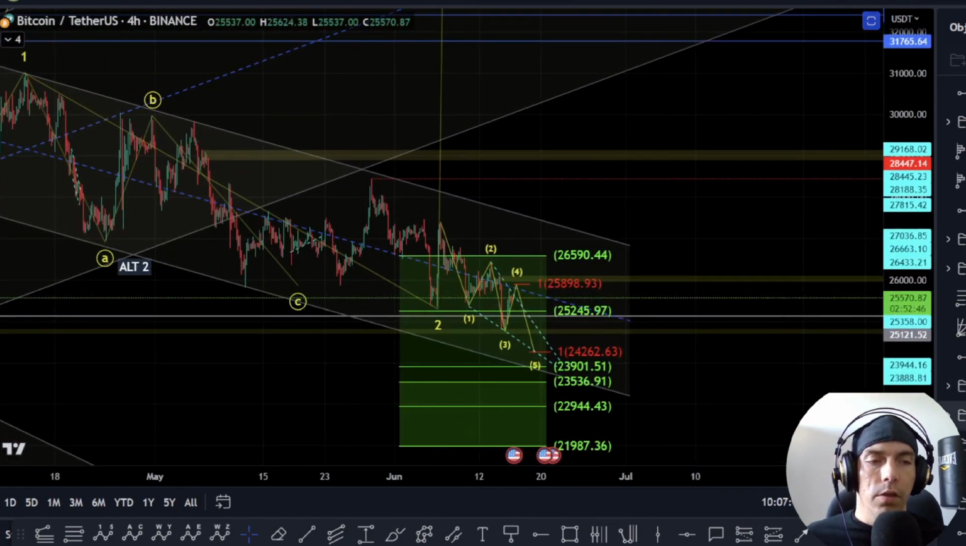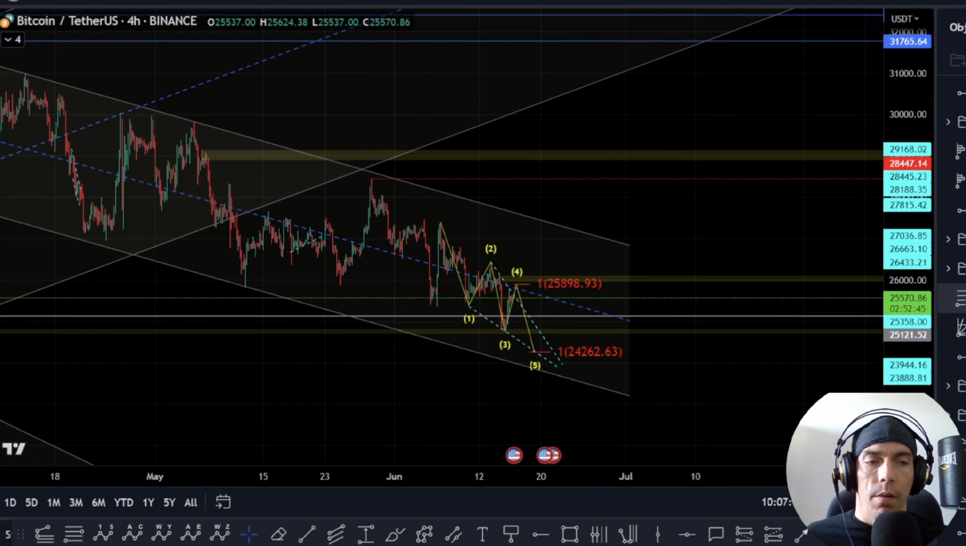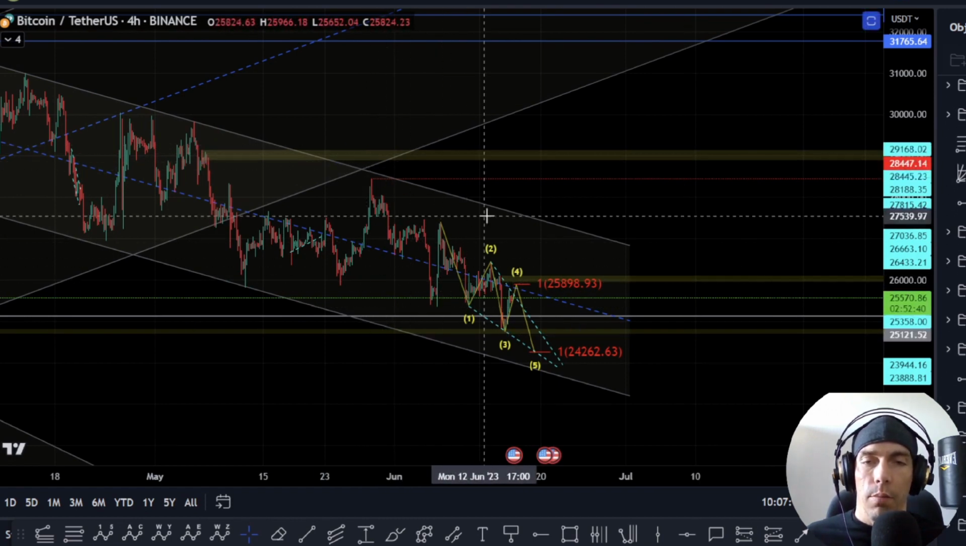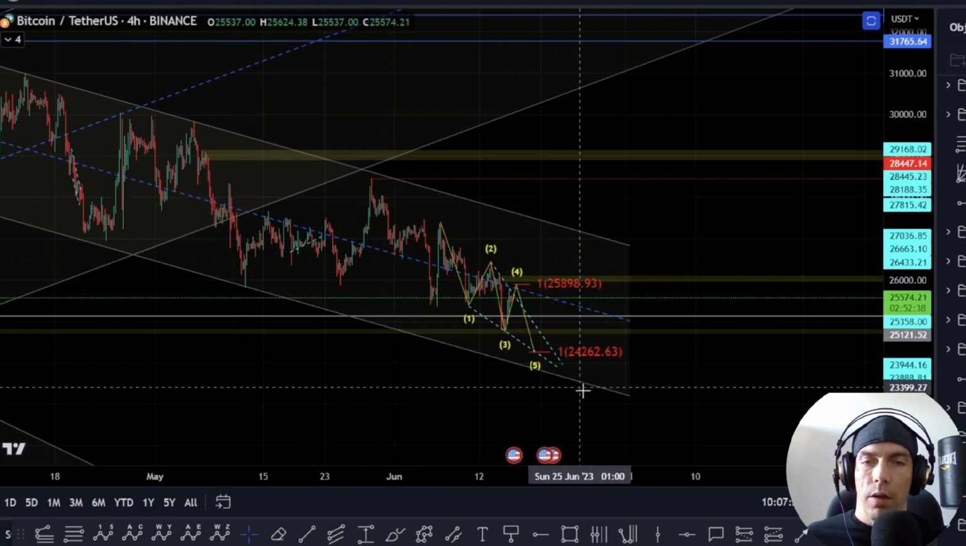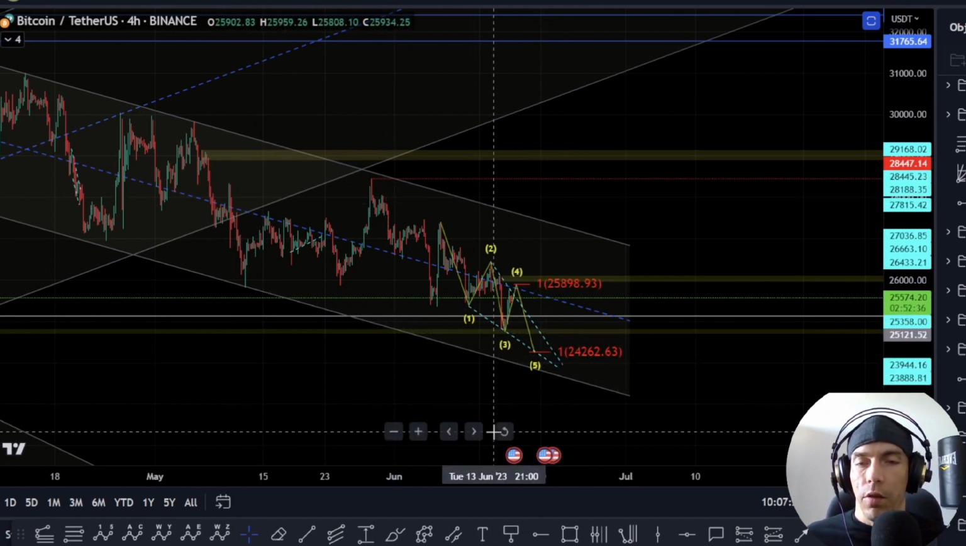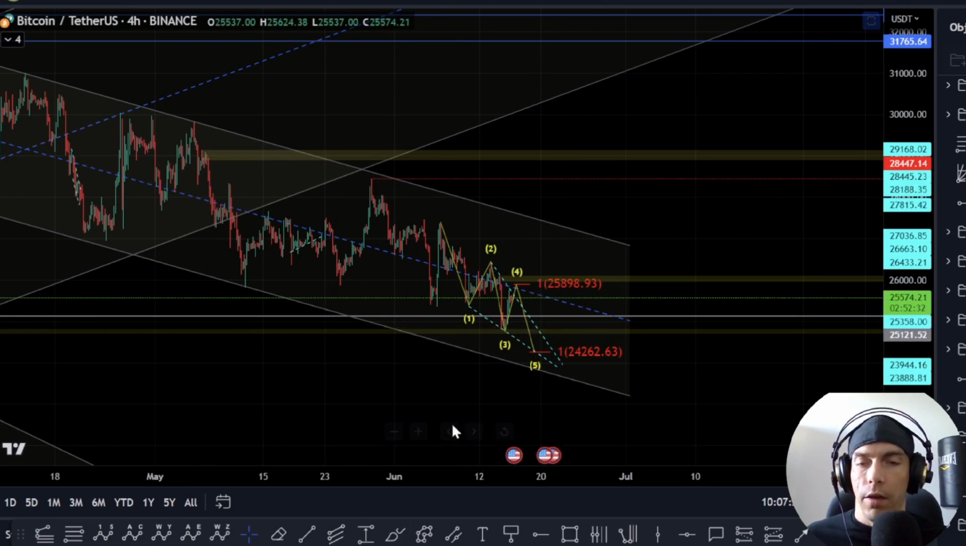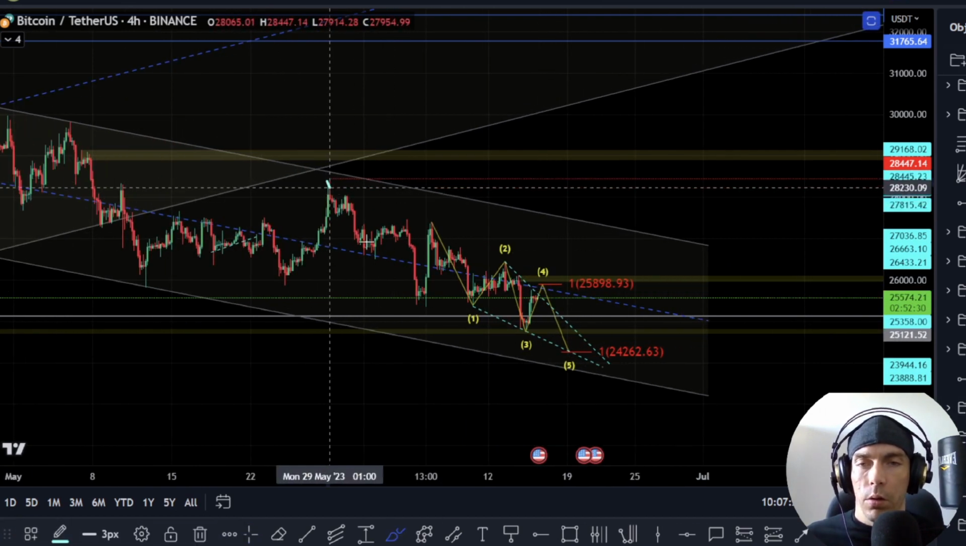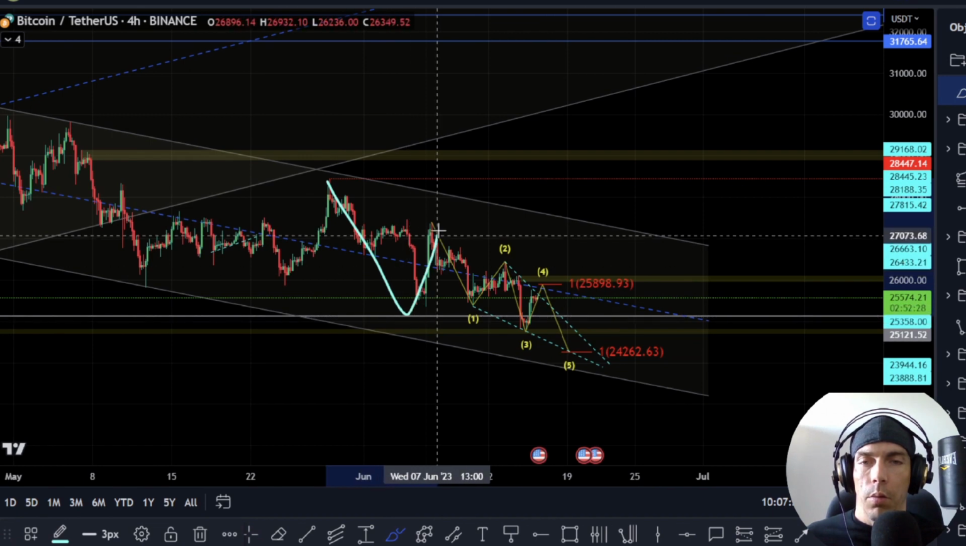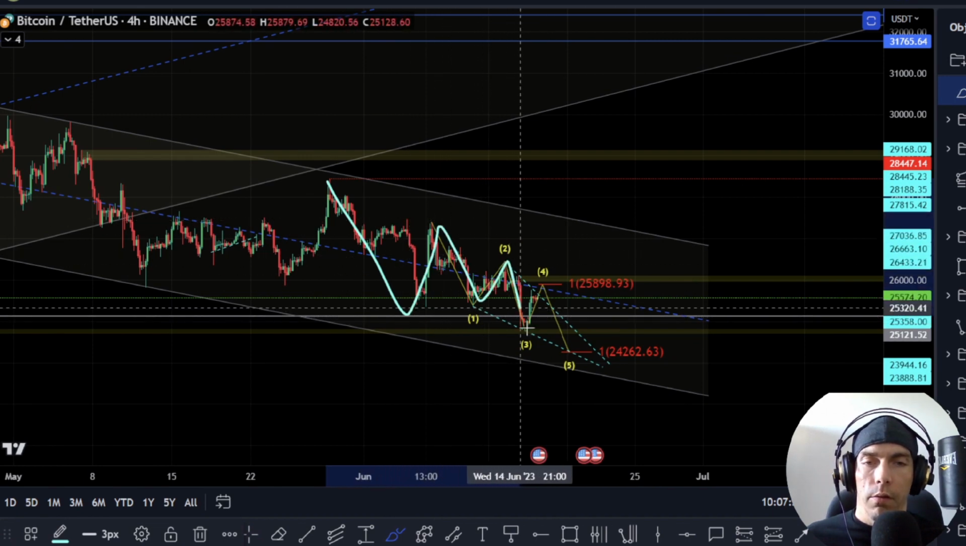Now, the key thing within this structure here is that if we do see this as a W, as an A, B, and a C here, and we look at this as W, X, and a Y, this could look to complete it. If, however, we reverse to the upside here and we invalidate this idea of a diagonal, we can actually still look at a diagonal from further back here, where we could say this is 1, 2, 3, 4, 5.